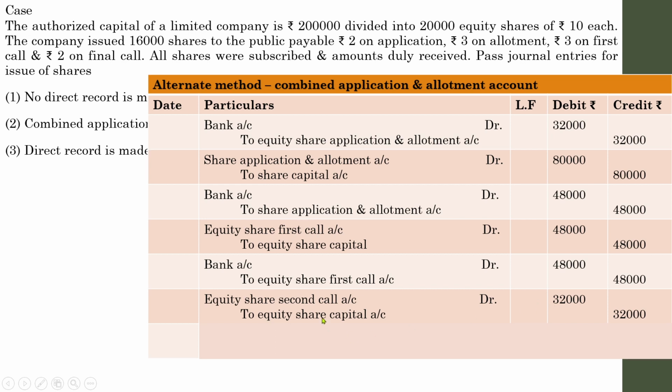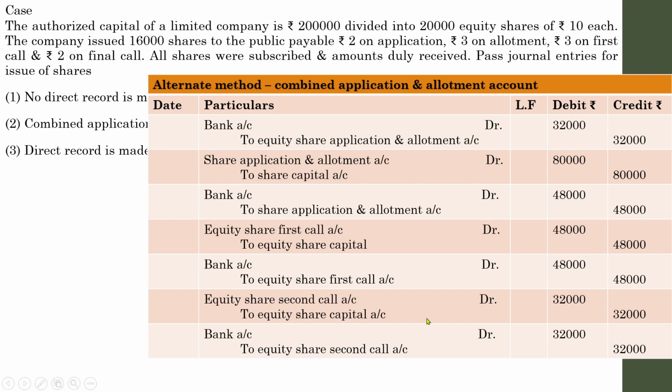Journal entry narration: second and final call money due on 16,000 shares at rupees 2 per share. And finally, the receipt of payment with regard to the second and final call entry, bank account debtor to equity share second and final call, 16,000 into 2, 32,000. The narration is second and final call money received. See, very easy, simple narration. So don't forget to write down the narration.